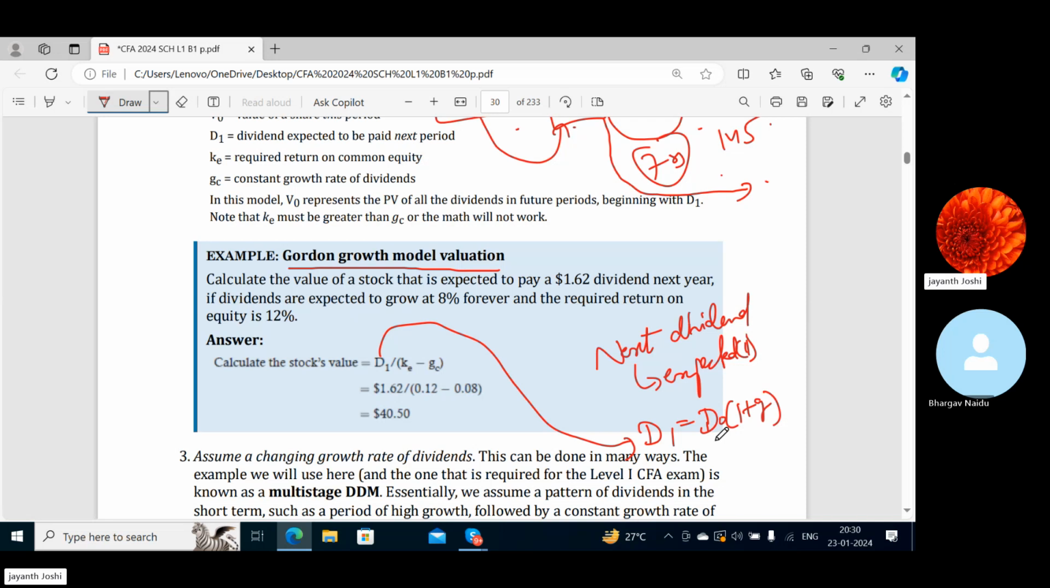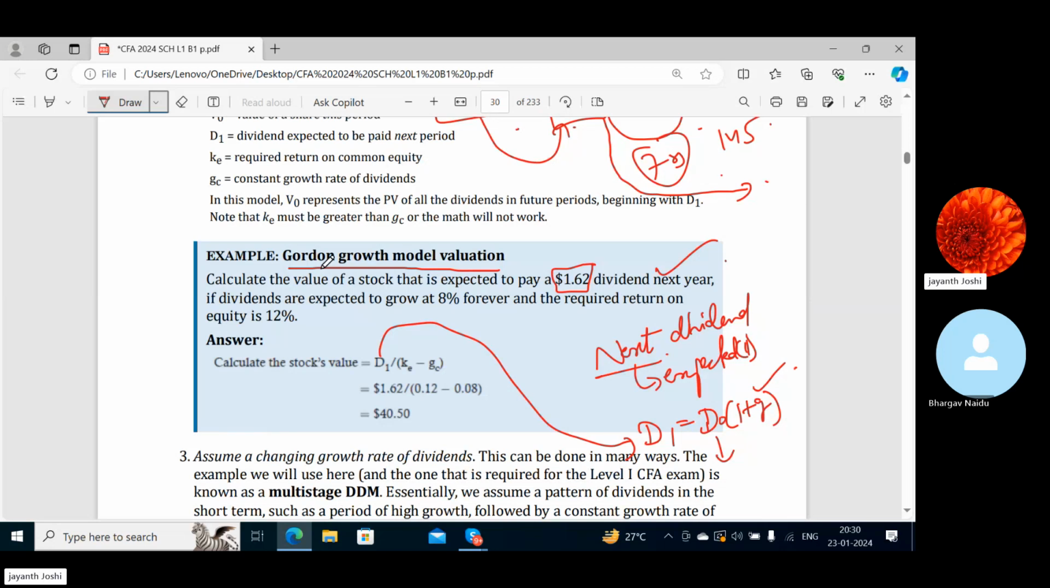Fine. So how can I prove that? Calculate the value of a stock that is expected to pay $1.62 dividend next year. That is the next year dividend, as I said, the next dividend or expected dividend. This 1.62 dividend, what you are going to get next year, is not the actual value today. It is the future value. Definitely some value today has grown and become 1.62 in the future as the next dividend.